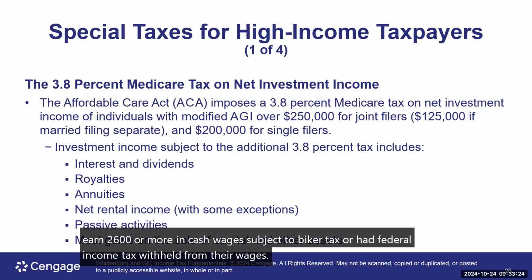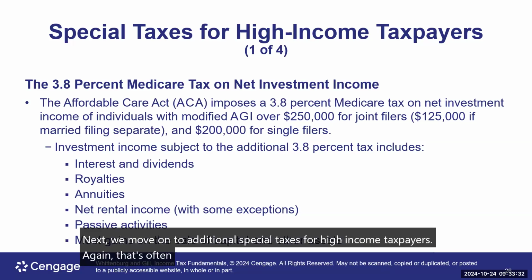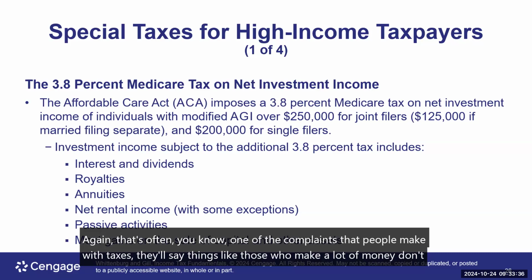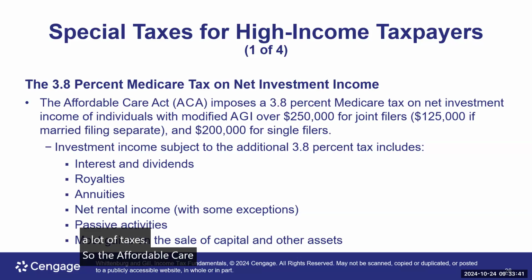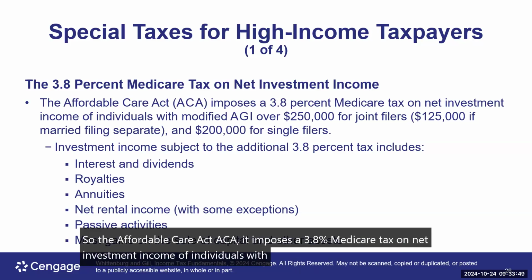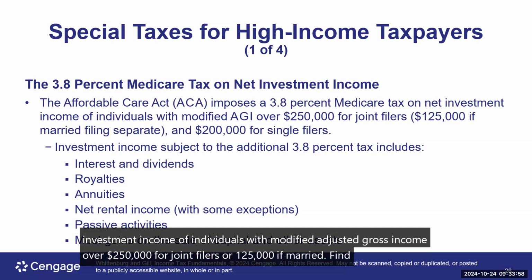Next, we move on to additional special taxes for high income taxpayers. Again, that's often one of the complaints that people make with taxes. They'll say things like, those who make a lot of money don't pay a lot in taxes. Not true. So the Affordable Care Act, ACA, imposes a 3.8% Medicare tax on net investment income of individuals with modified adjusted gross income over $250,000 for joint filers, or $125,000 if married filing separate, and $200,000 for single filers.